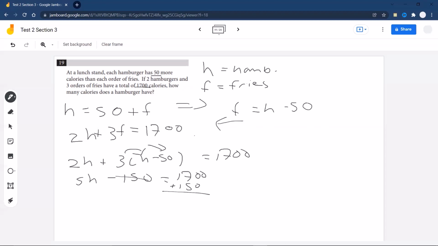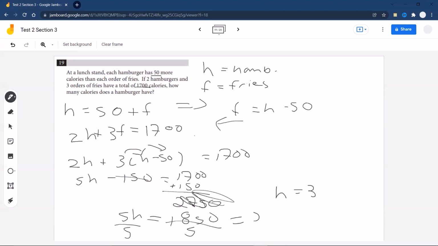And we'll get 1850 is equal to 5h. And therefore, if we divide by 5, do this on your calculator, we'll get h to equal 370. Again, the key in this problem is just setting up the system and then being familiar with how to solve the systems of equations. You'll get the answer you're looking for.